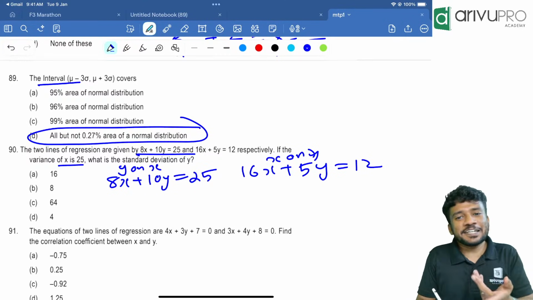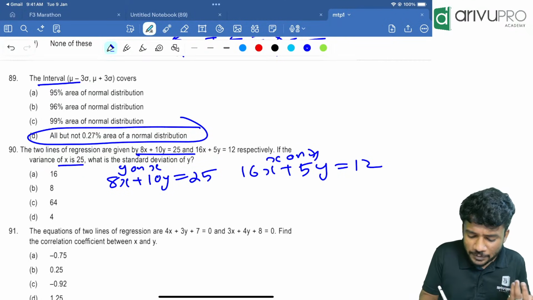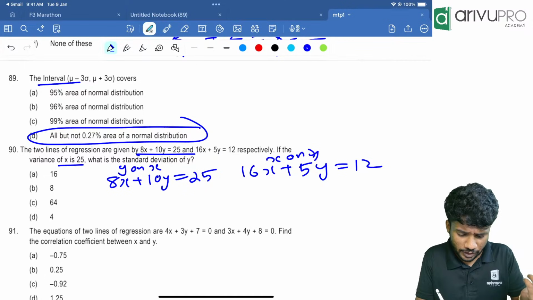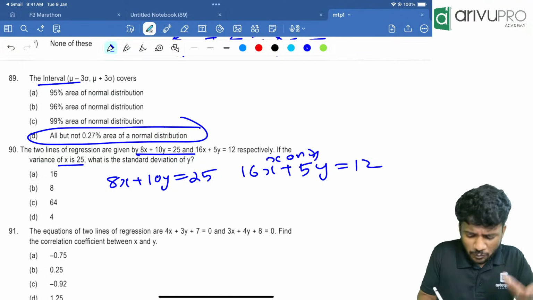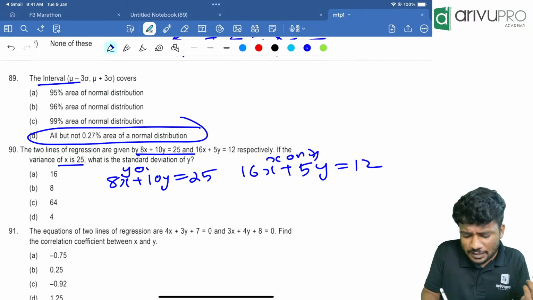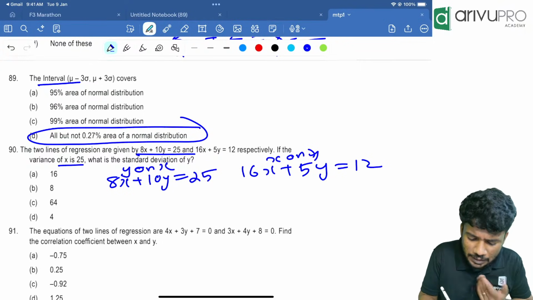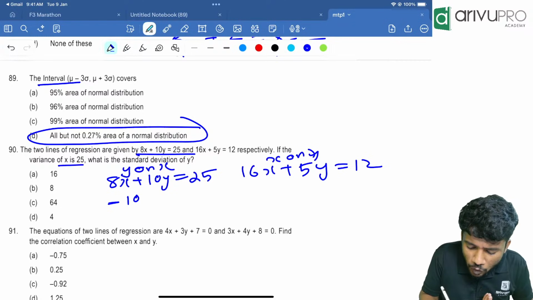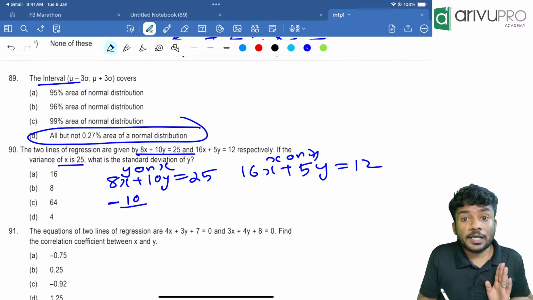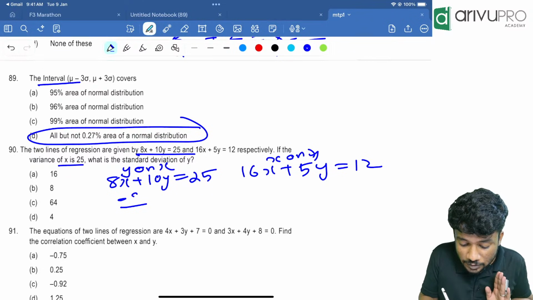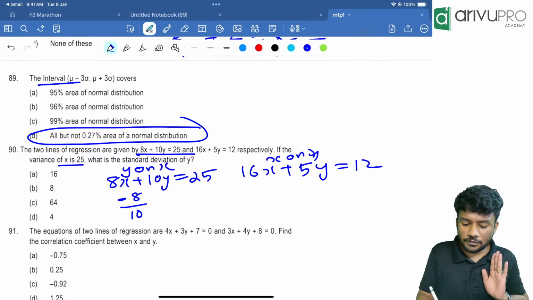Yes. From this you will take the first one as y on x. Or x on y, whichever way you are taking, we should check. Let this be y on x. If y on x is the case, that means minus of the non-y by the non-x. That means it is minus of 8 by 10. That is the first value.